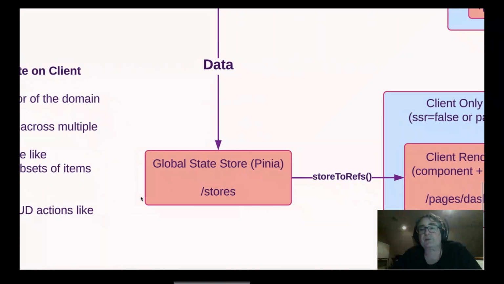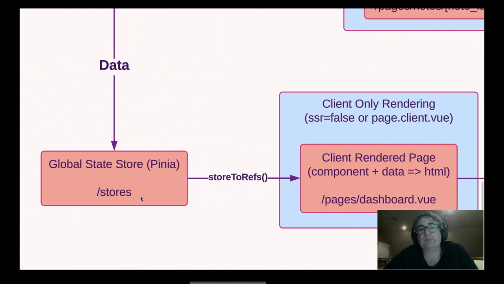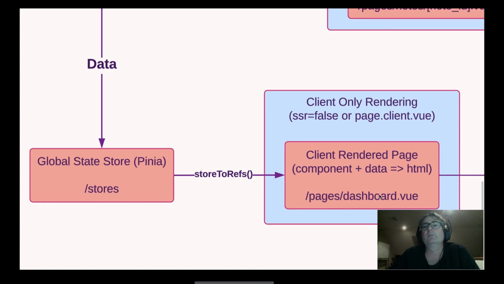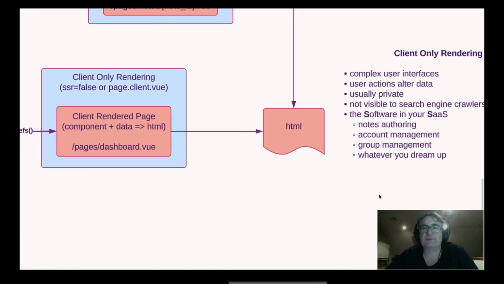So that global state store is accessed from client rendered pages. So these pages are usually rendered only on the client. So you either use the .client.vue name, or you set SSR to false. The client rendered pages work exactly the same, but instead of pulling their data from the RPC calls, they pull it from the state store with a storeToRefs call. All of the store information is in the stores folder, and an example of a client rendered page is the dashboard view. All of those things render HTML.